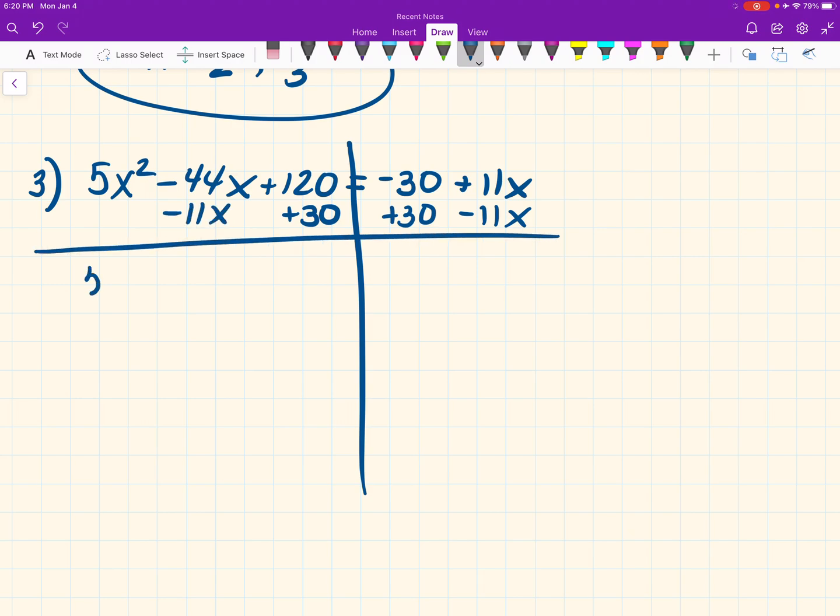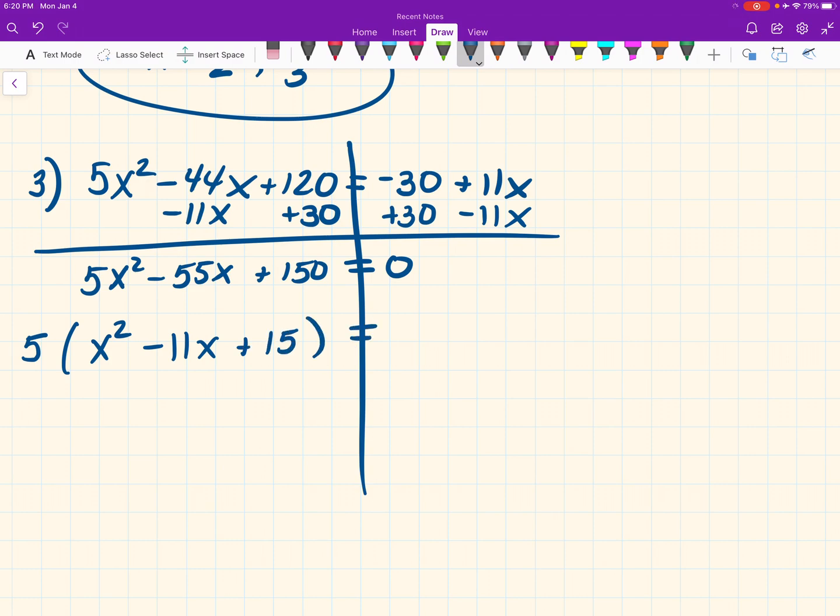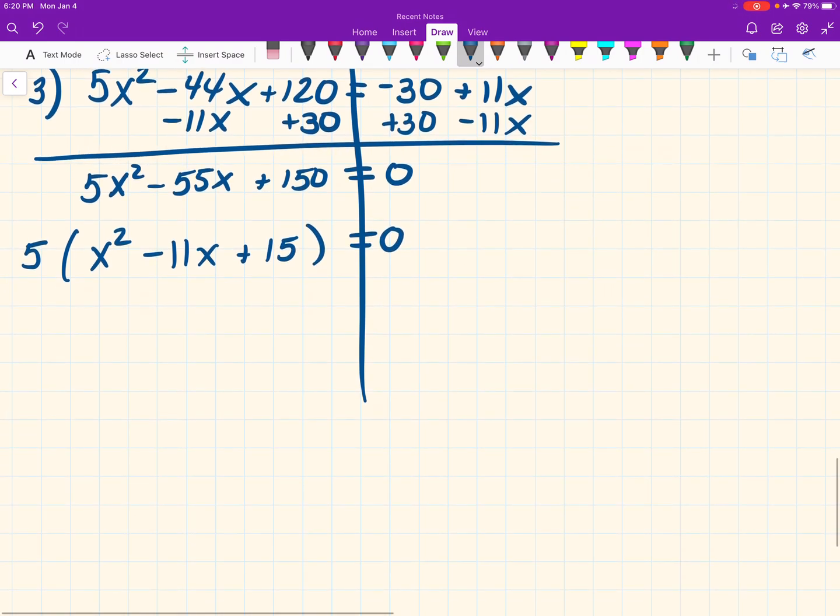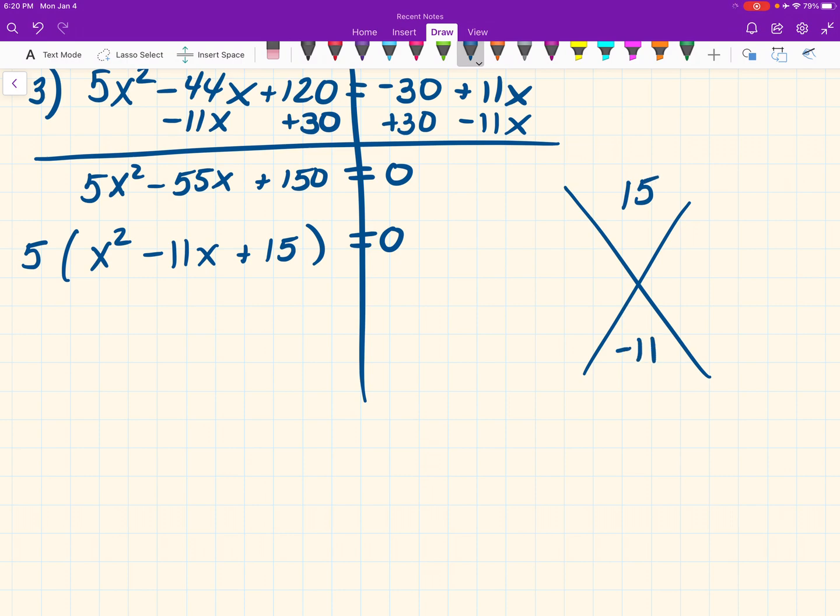Okay, so then I have 5x squared minus 55x plus 150, and I'm hoping you notice right away that's all divisible by 5. So you want to take out your GCF now. My GCF is 5, so now I'm left with x squared minus 11x plus 15. This is going to be much easier to do because I have a lead coefficient now of 1, so all I need is my magic x. So I put my 15, my negative 11, and this one, not 15. This should be 30 here, sorry.